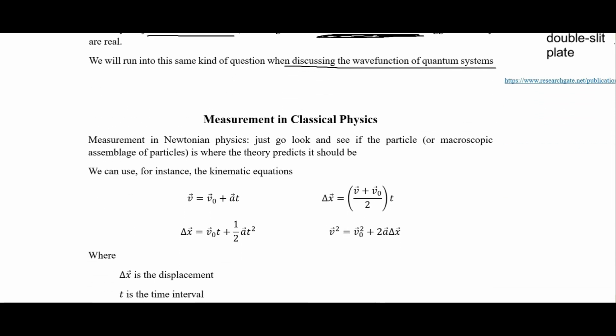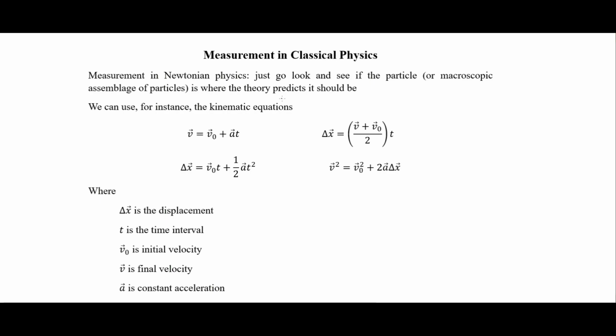All right, so I also wanted to briefly discuss measurements in classical physics. A measurement in Newtonian physics is you just go look and see if the particle, or some macroscopic assemblage of particles like a ball, is where the theory predicts it would be.